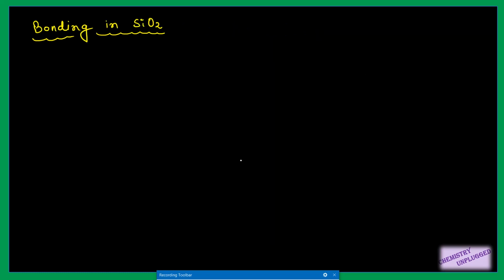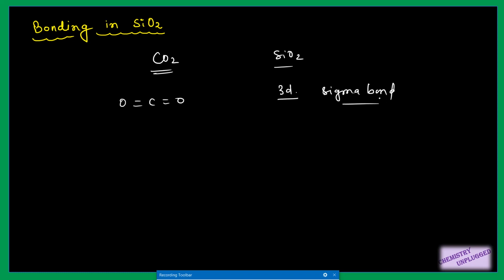Then the next topic is bonding in SiO2. Here we are comparing two oxides, and these two oxides belong to the same group. This is carbon dioxide, and it forms this type of structure. But the structure of SiO2 is different. It has a 3D structure and is bonded by sigma bonds. We will go into the detail of the structures of SiO2 and all that in the carbon family, when we discuss it. This is only a general introduction.